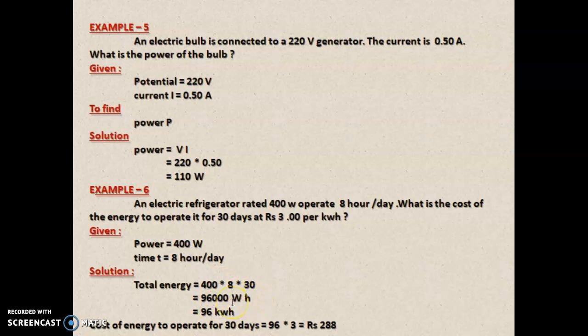So when it is converted into kilowatt hour, you know that 1 kilowatt hour is equal to 1000 watt hour. So it will give 96 kilowatt hour. So the cost of energy to operate it for 30 days is 96 into 3, because the rate per kilowatt hour is given as 3. So for 96 kilowatt hours you have to multiply, and when you multiply you will get rupees 288.